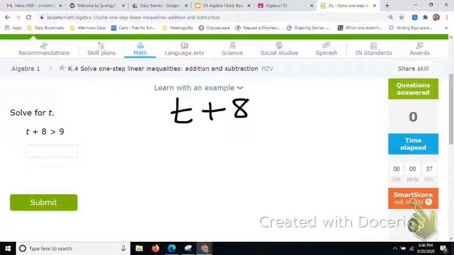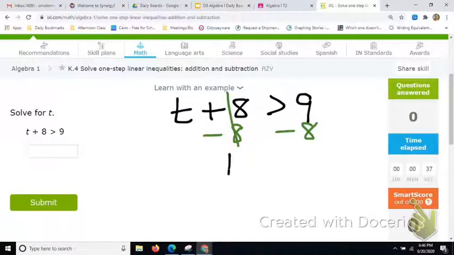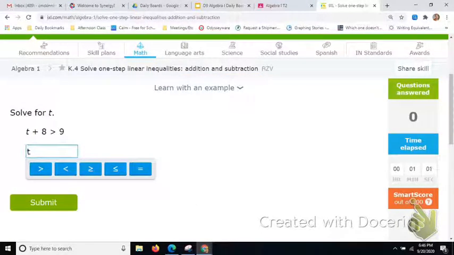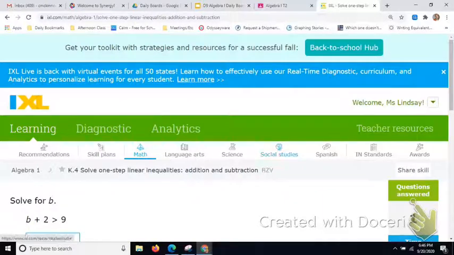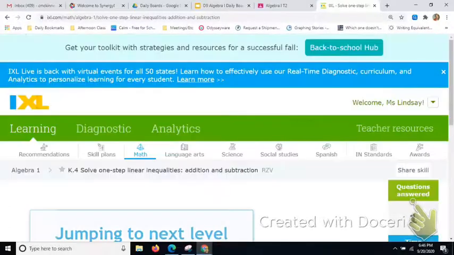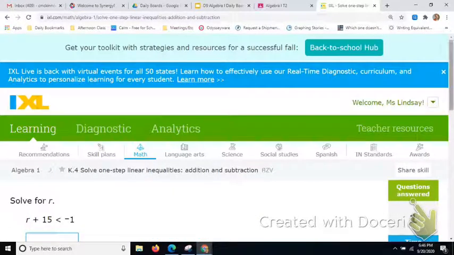So t plus 8 is greater than 9. So again, just like an equation, I'm going to do the same thing to both sides to get that variable isolated. I get t is greater than 1. So I don't just type in 1, now I have to type in t is greater than 1. Okay, so you do not have to change that symbol unless you multiply or divide by a negative.